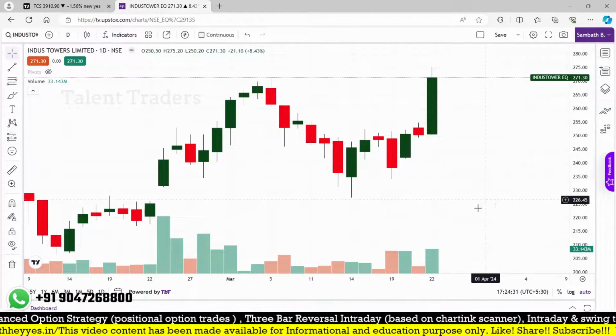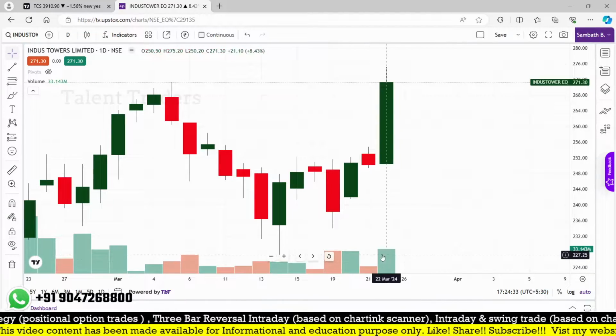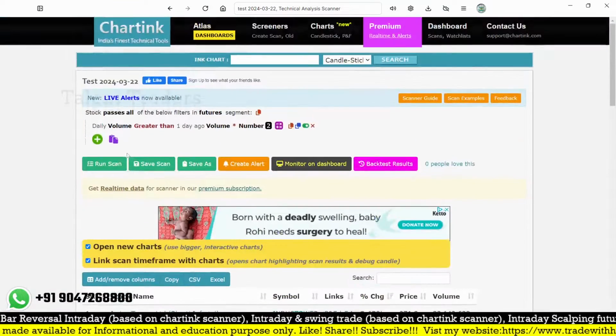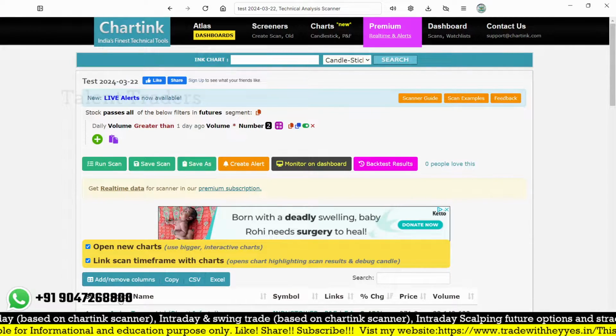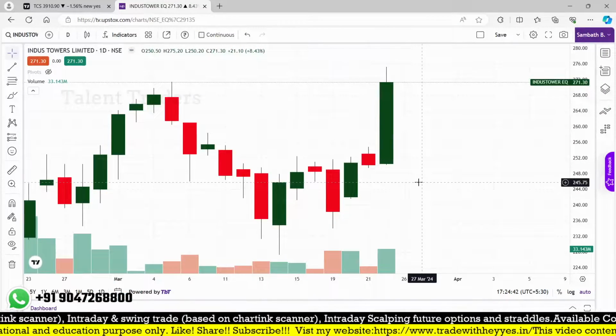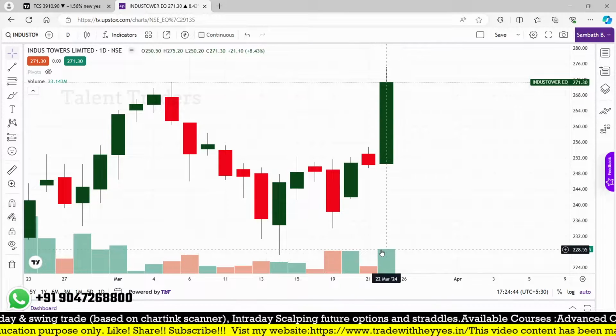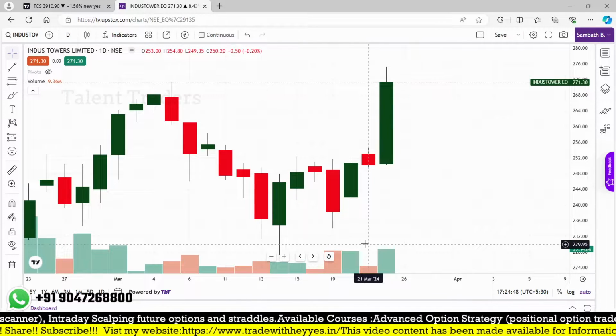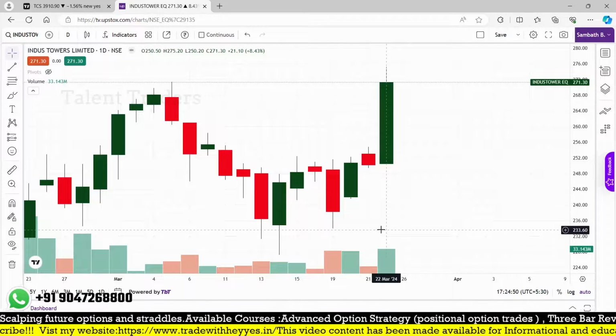You can see comparatively the volume is 2 times greater than the previous day. So this particular scanner will help you to find out yesterday's volume. We are comparing the stock whether it has increased the volume or not. Okay, double the time. So yesterday, 21st March, the volume is around 9.36 and today is 33.